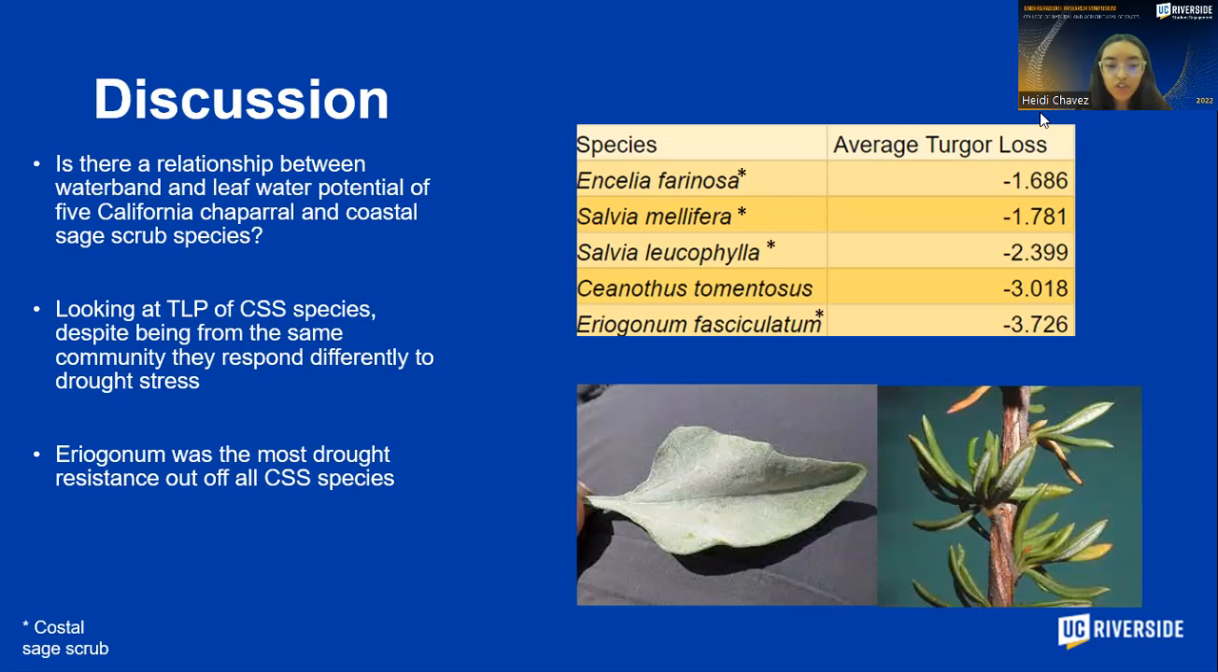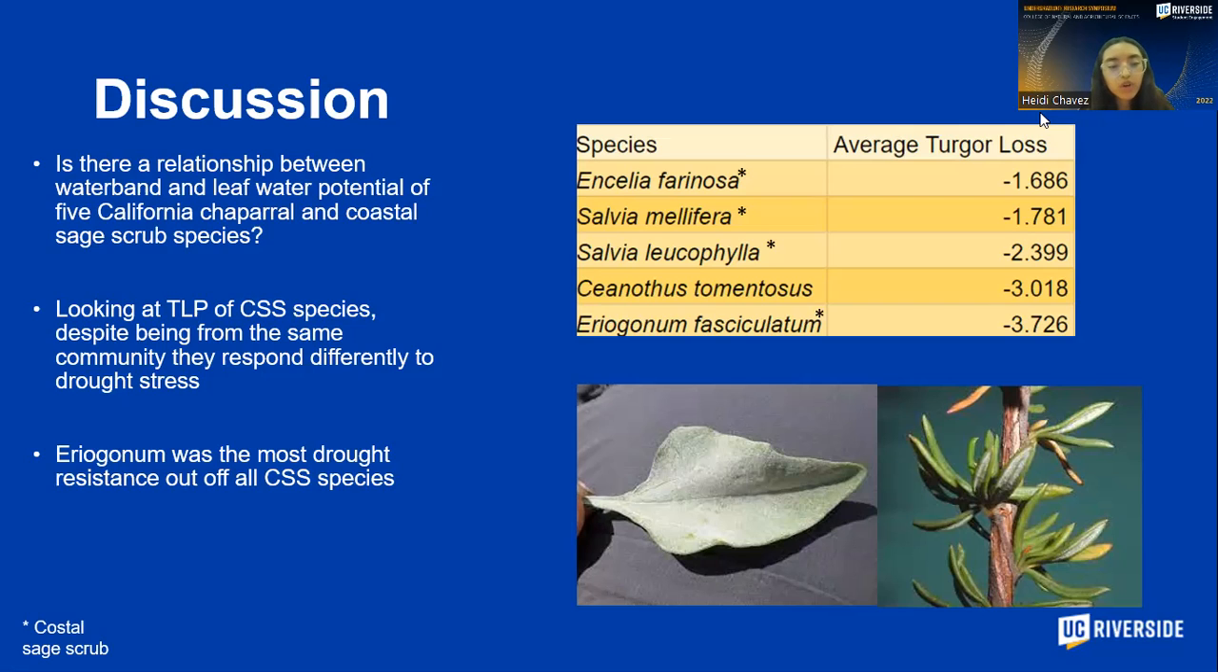By looking at the average turgor loss table, we can also see that despite 4 of them being coastal sage scrubs, those being Encilia, salvia species, and Eronium, they also differ in that. And so despite being from the same biome, we could determine that it was most likely due to different plant characteristics, such as Encilia, who is shown here at the bottom left, who has a much bigger leaf compared to Eronium on the right, who has these tiny leaves. So despite being both coastal sage scrub species, they didn't have similar values.